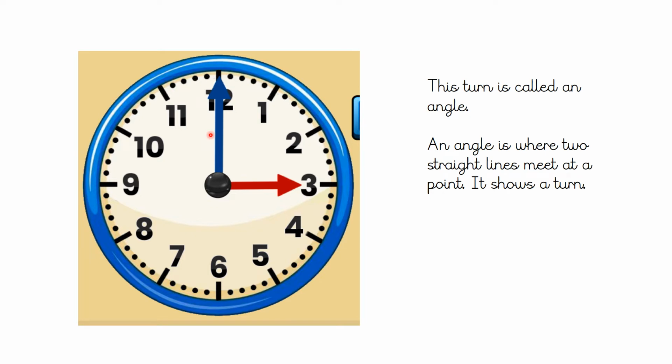An angle is where 2 straight lines meet at a point and it shows a turn. Can you use your finger to mark the turn that the clock made? Well done. Let's have a look at another example.